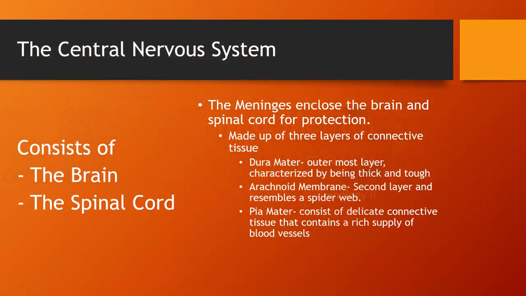The central nervous system consists of the brain and the spinal cord. The meninges enclose the brain and spinal cord for protection, and it is made up of 3 layers of connective tissue: the dura mater, the arachnoid membrane, and the pia mater.